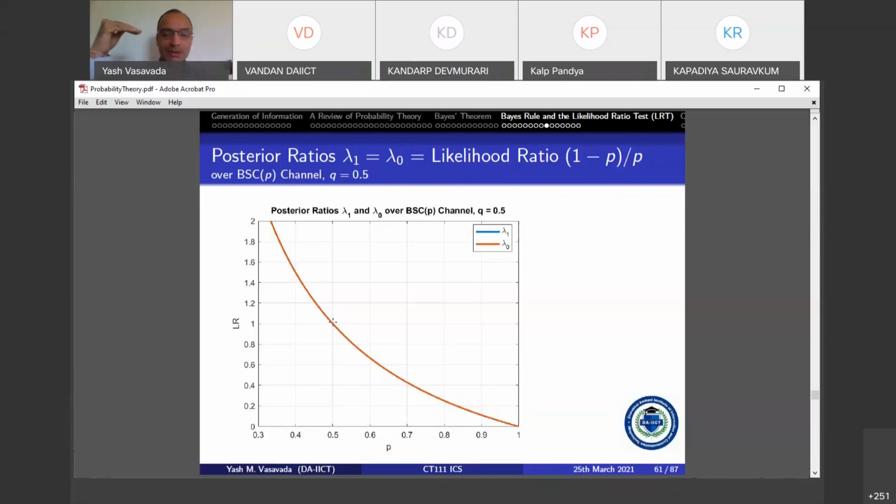This is important because, remember, we are going through all of this conceptual development so that we can define the concept of information transfer. And on this chart, for this particular point where p is equal to 0.5, what we are concluding is that for such a binary symmetric channel where p is equal to 0.5, when q is equal to 0.5, the information transfer cannot happen.